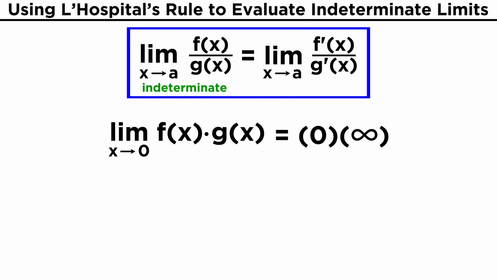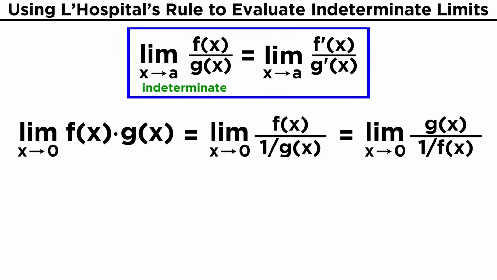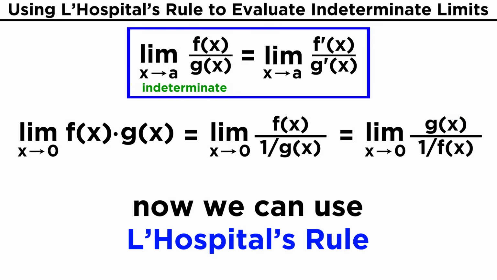Lastly, let's look at some slightly different forms of the rule. Say we have an indeterminate product, or the limit of a product of functions where one goes to 0 and the other goes to positive or negative infinity. Again, we can't directly determine what is going on here. In such a case, we can rewrite fg as either f over 1 over g or g over 1 over f. Now we have a form for which we can apply the rule that we already know.